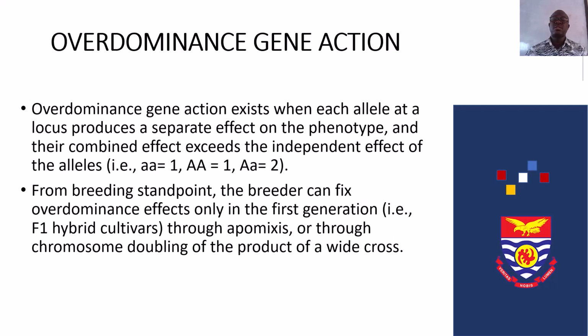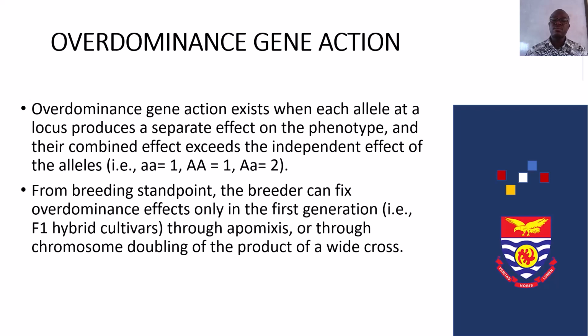Overdominance gene action exists when each allele at a locus produces a separate effect on the phenotype and their combined effect exceeds the independent effect of the alleles. That is, recessive A equals 1, dominant A equals 1, and co-dominant A, that's recessive and dominant, equals 2.